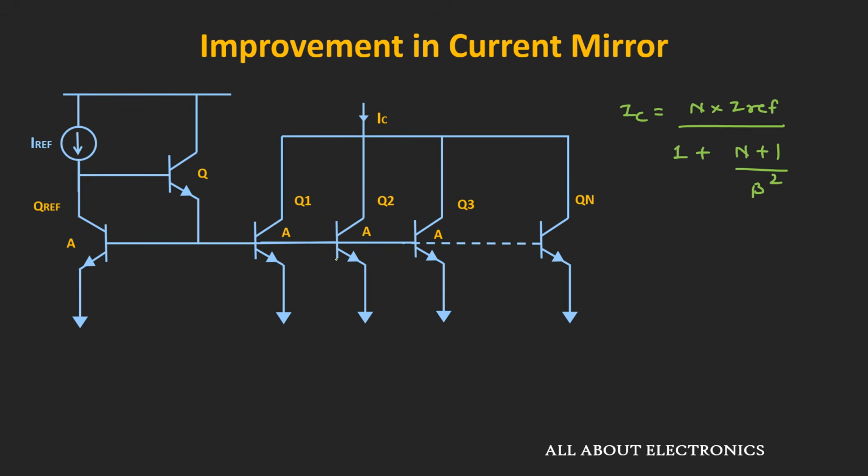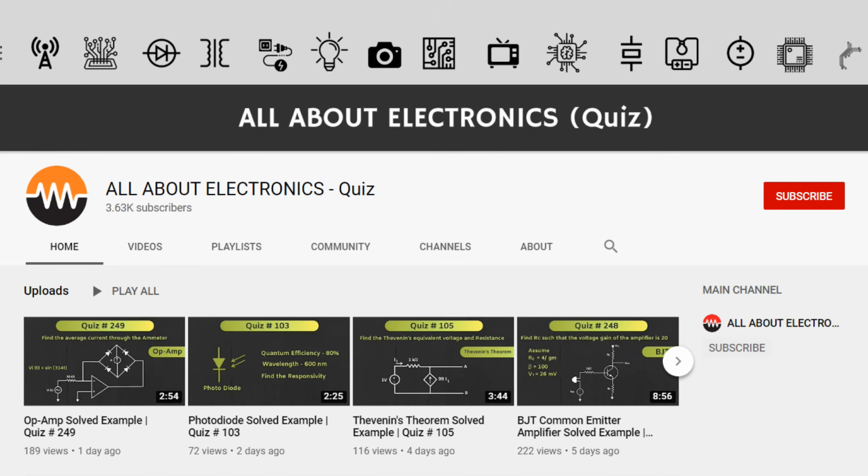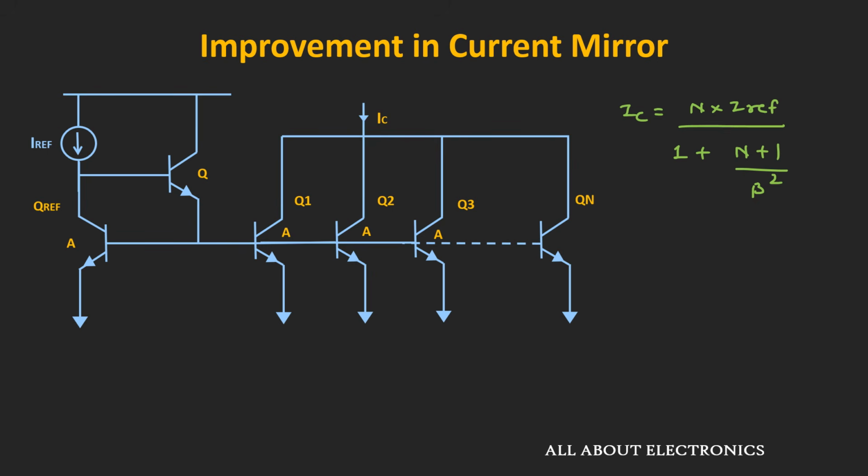And very soon, we will take some examples on the current mirror on our second channel. But I hope in this video you understood what a current mirror is, why it is used, and how it can be implemented using the BJT.